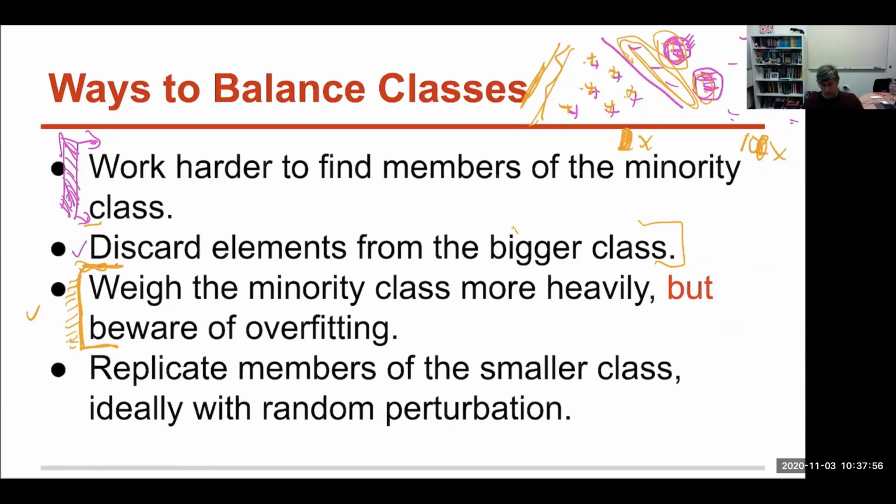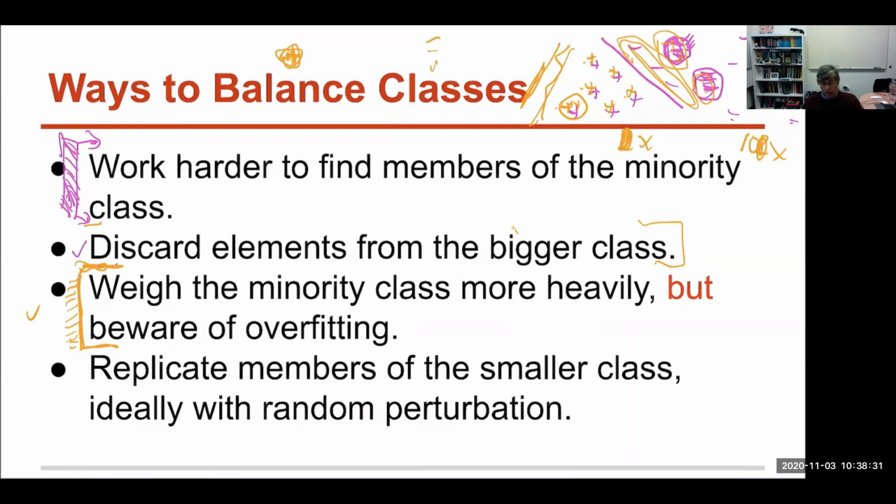Another idea is that if you're going to replicate the points, replicating the points exactly gives this example more heft. But if we add one point against 1,000,000 points, replicating this point 1,000,000 times, it's really going to overfit what an example of a negative example or a positive example is.